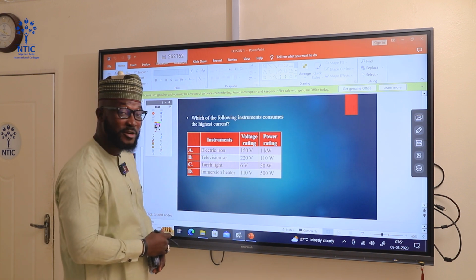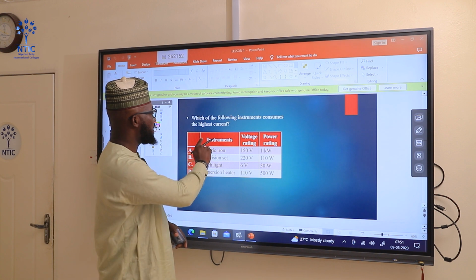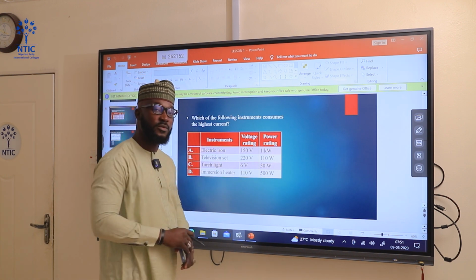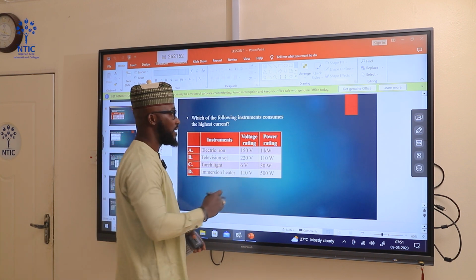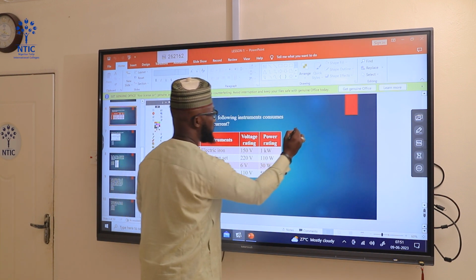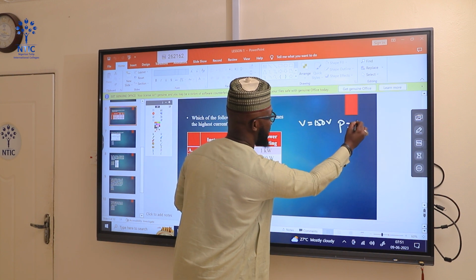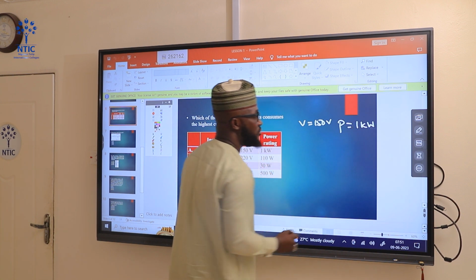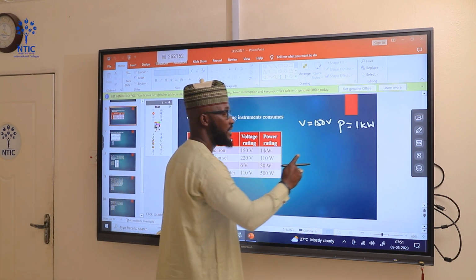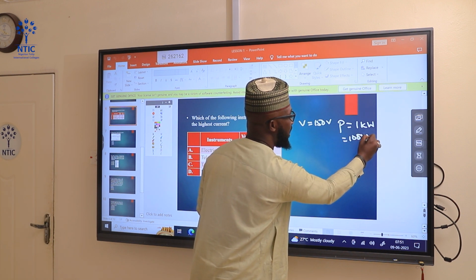Although we are still going to solve. So let's take the first one, electric iron. Now looking at this, they said we should find that of the highest current. Here we are given the voltage and the power. Let's take them one after the other. For option A, we have V equal to 150 volts, and the power is given as 1 kilowatt. As you know, we cannot use power as 1 kilowatt. We need to convert it to watts, which is 1 times 1,000, giving us 1,000 watts.